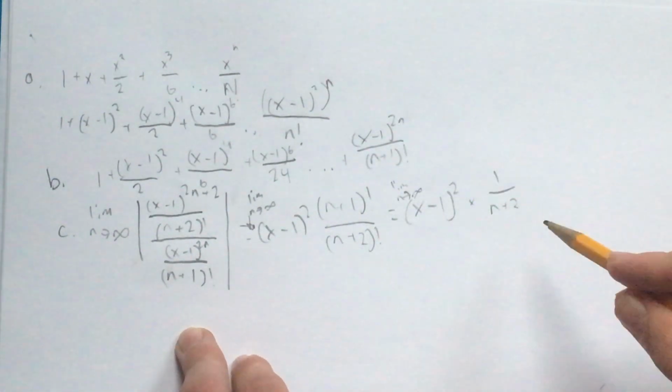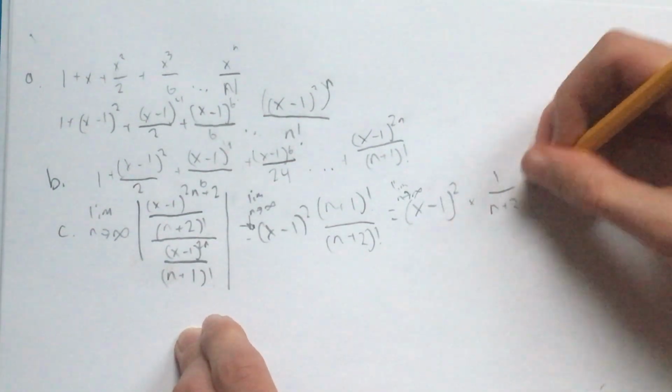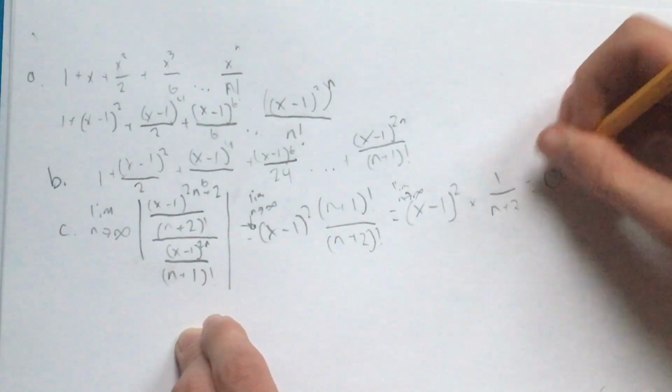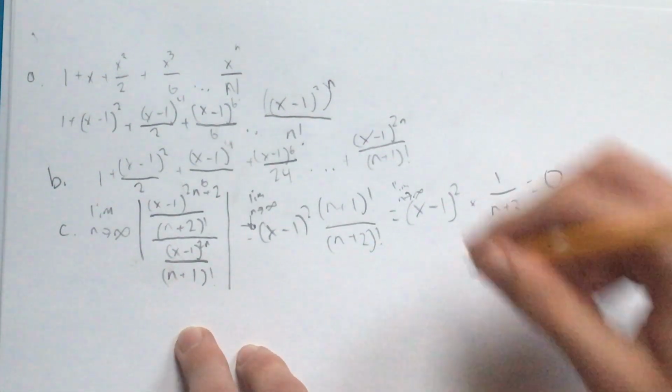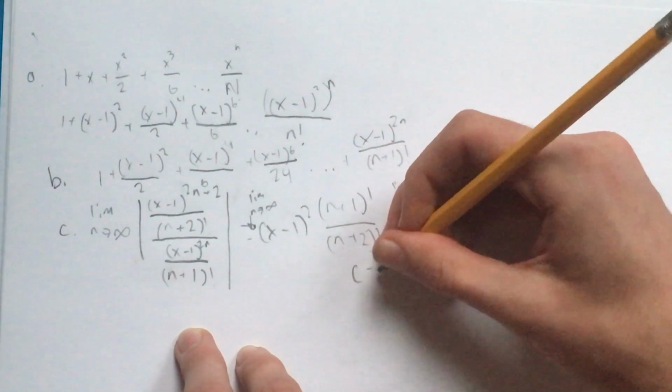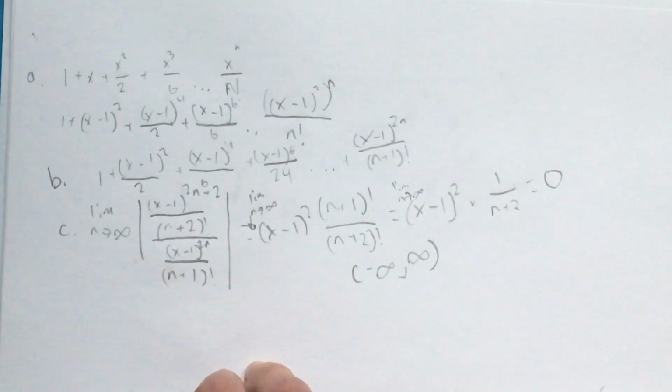If we plug in infinity to that, regardless of what x value it is, this is going to be 0. So that means that the interval of convergence is negative infinity to infinity, because it works for every x value. For D, it asks us to use the Taylor series for f about x equals 1 to determine whether the graph of f has any points of inflection.